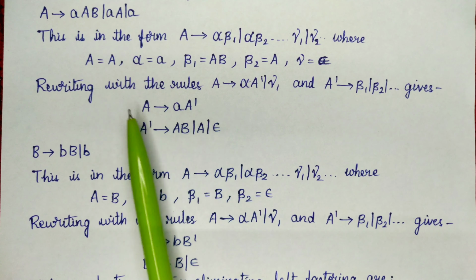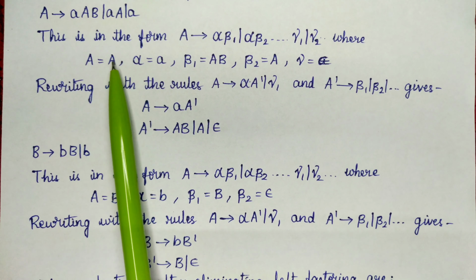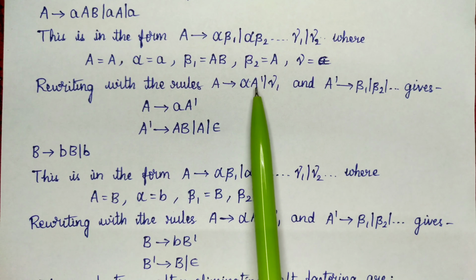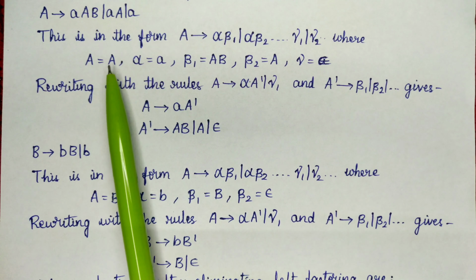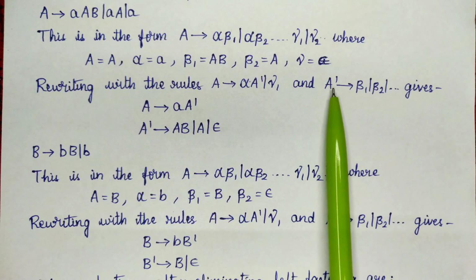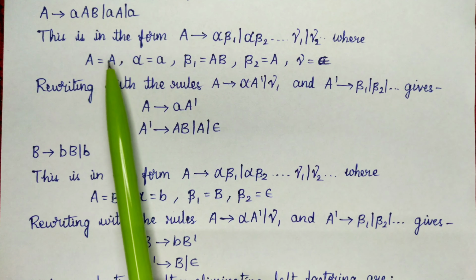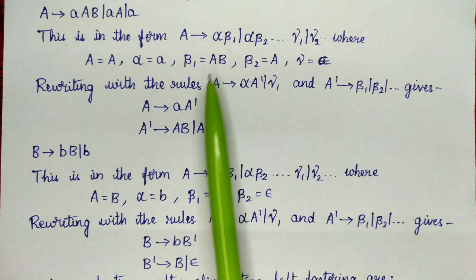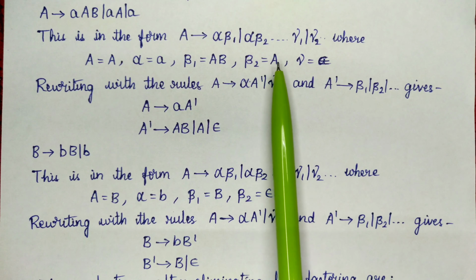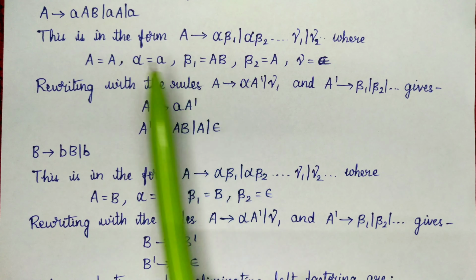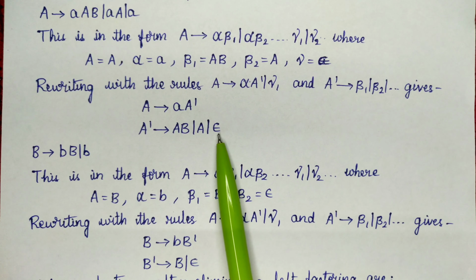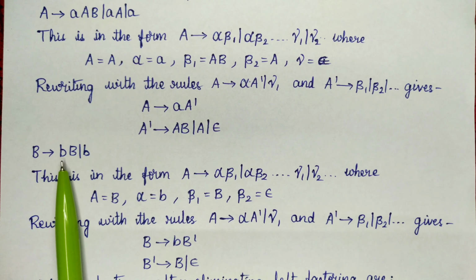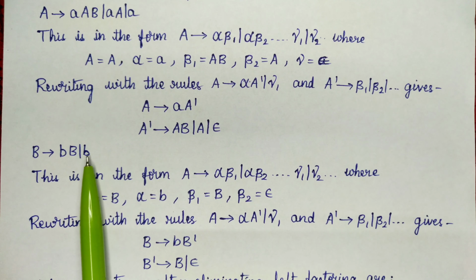So it will give A implies alpha A prime, where A means A and A prime means A prime. And the second rule, A prime implies beta 1 means AB or beta 2 means A, or we don't have beta 3 here, so consider it as epsilon. And the next grammar is B implies small b capital B or small b.